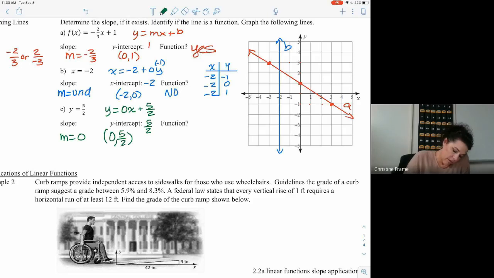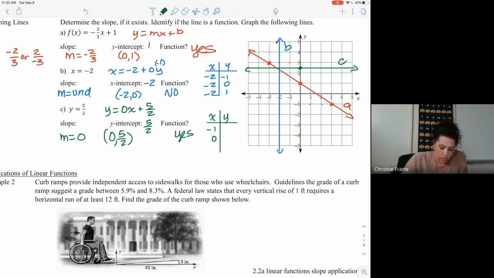So let's graph that. If we have 5/2 as our y-intercept and our slope is 0, that's definitely a function because it passes the vertical line test. And again, with this one, you could make a table of values if you forget. Whether x equals 0, 1, or -1, y always equals 5/2. It remains constantly the same. So just little reminders on how to graph. Questions?